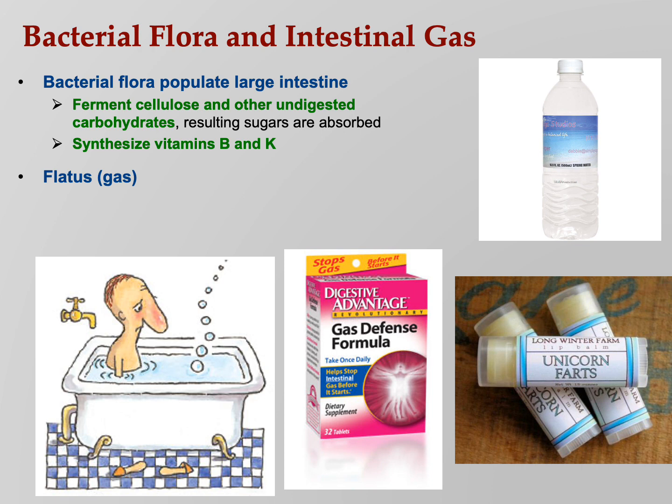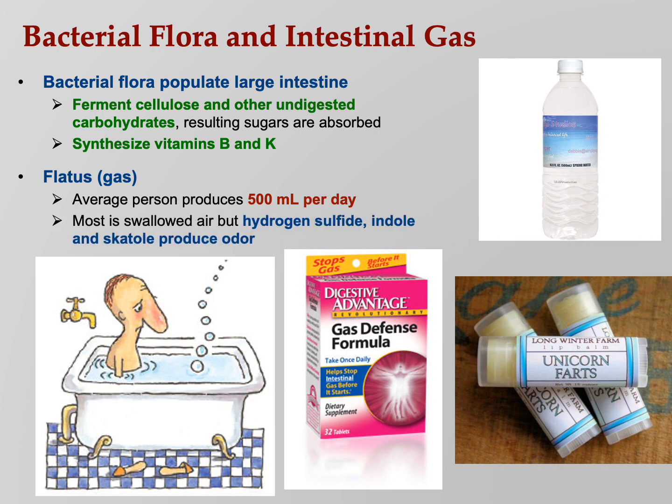Flatus is the technical name for the gas. Average person produces about 500 mils a day, so that little water bottle there, that's about how much gas you produce. Most of it is just swallowed air, believe it or not. So most of it is not really very stinky. It's just air you swallowed and it comes back out again. But the breakdown of some of the, especially proteins, tend to be stinky. You produce things like hydrogen sulfide, indole, and skatole. They produce the odor. And you can buy tablets so you don't make as much. And then, of course, unicorn farts are wonderful.